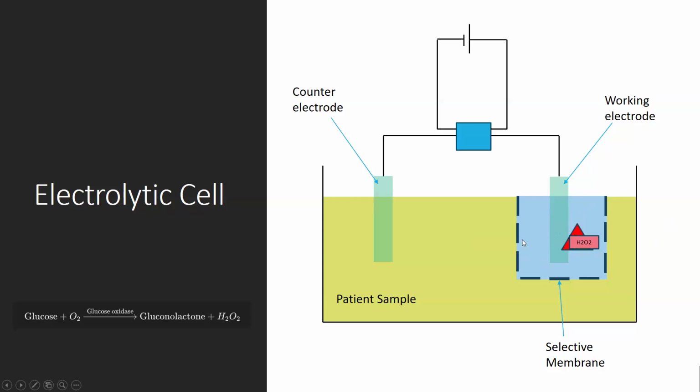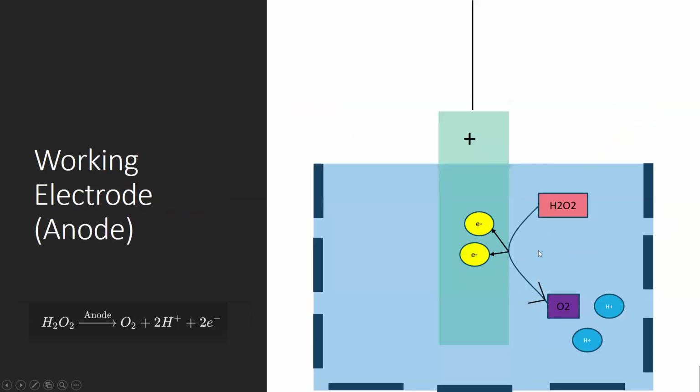Now, at the working electrode, the relative positive charge will promote the oxidation of hydrogen peroxide into oxygen and 2H plus ions. The hydrogen peroxide will release two electrons into the electrode and produce the oxygen and the 2H plus ions. These electrons that are released will be driven by that external voltage to the negative electrode via the applied potential, because there will be a constant potential between these two electrodes driven by that voltage.